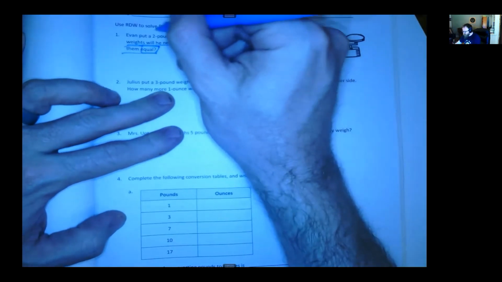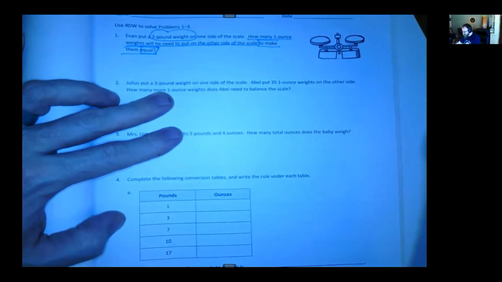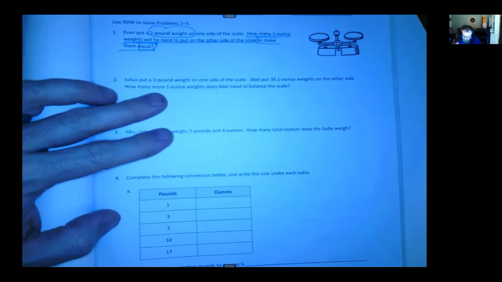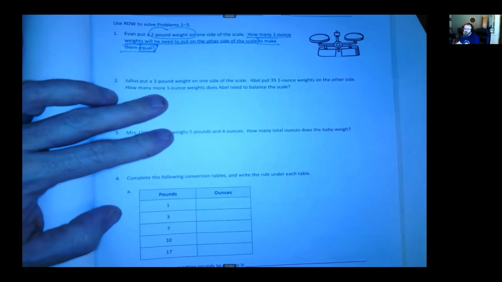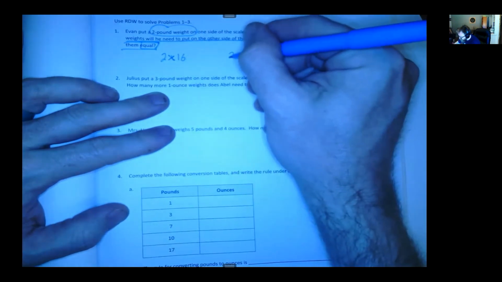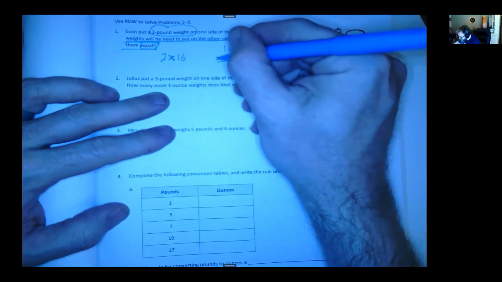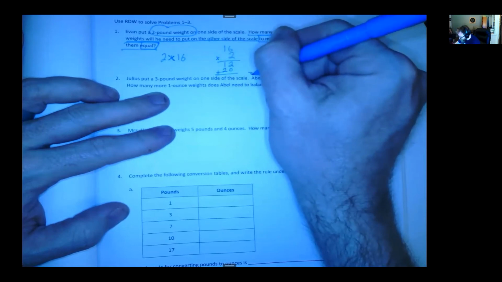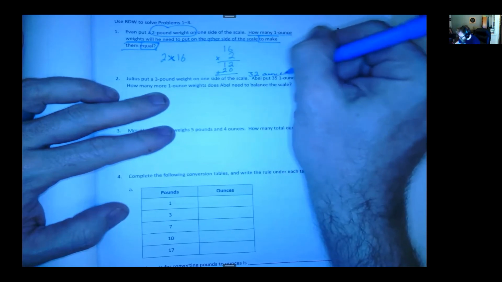We're dealing with a 2-pound weight on one side. The information we need to know is how many ounces in a pound. There are 16 ounces in 1 pound. So 2-pound weight, we want to make an equal weight out of ounces. We need to multiply 2 times 16. And if we multiply 2 times 16, 2 times 6 is 12, 2 times 10 is 20, and we end up with 32 ounces.